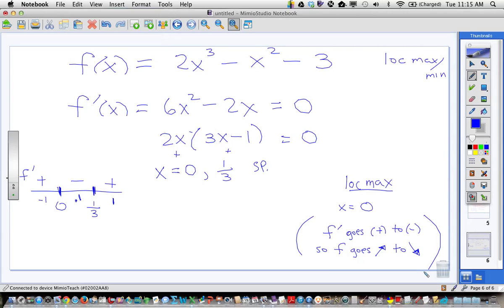So x equals 0 is a local max since f prime changes positive to negative, f changes increasing to decreasing. And then your local min would be the reverse of that. Local min is at x equals 1/3, and then it's negative to positive, decreasing to increasing. That's what we want to have whenever we do a local max or local min argument.